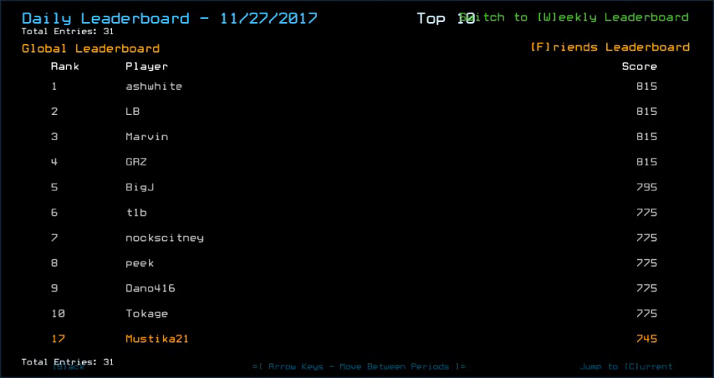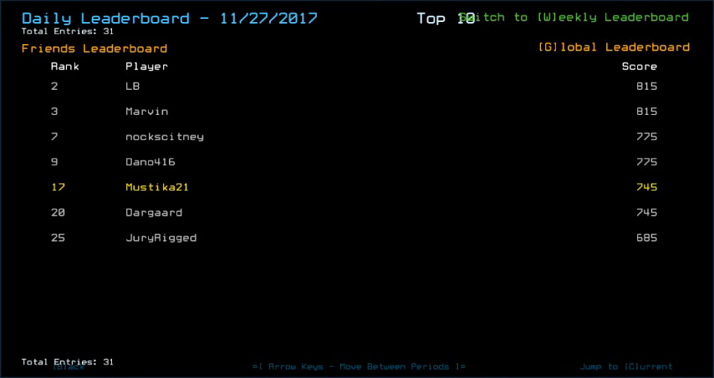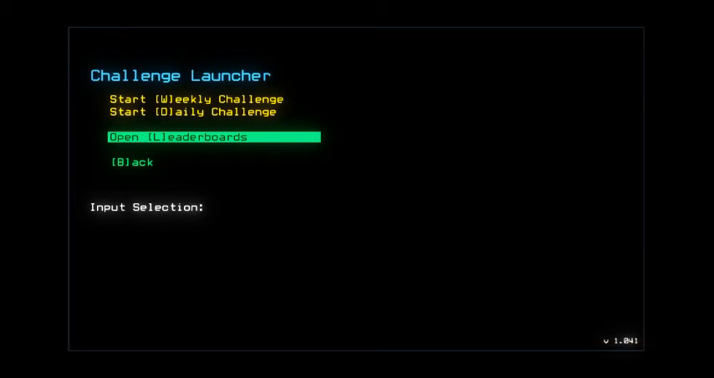There are T1B, Nox Kidney, Big Dano 416, and Tokage from the top 10 here, and then there's me and Dorgard in 17th place and 20th place respectively, because we got a lower drone HP. And Jurek got the same drone HP set as Nox Kidney and Dano, but he got the Leaper hit while moving that one particular Leaper from the other two rooms from the defense room, so that was really sucky. So he got 685 and 25th place. And now we're gonna go to today's daily challenge.